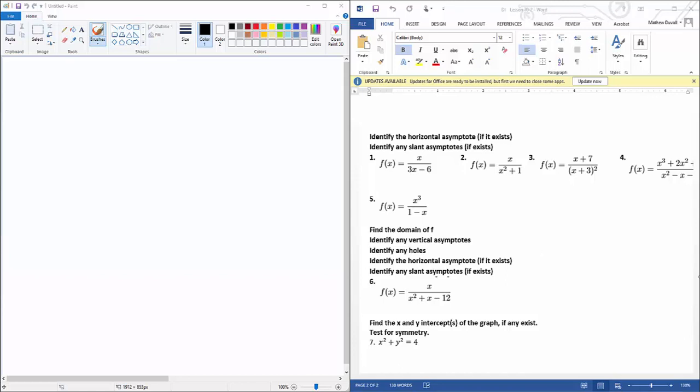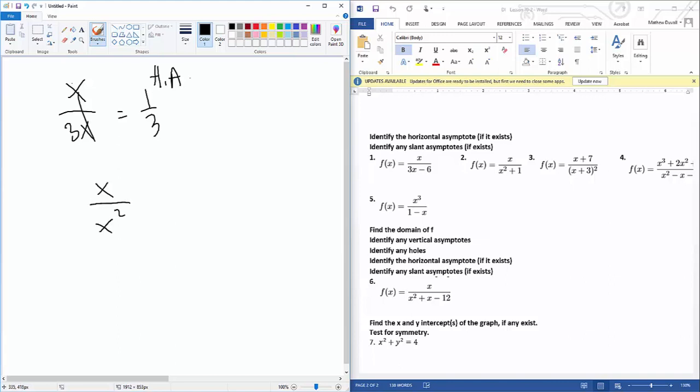On number 1, the degrees are the same, so you divide the leading terms. x over 3x, you get 1/3. So that's my horizontal asymptote for number 1. For number 2, I have x over x squared. The degree on the bottom is larger, and so therefore it's going to be y equals 0.